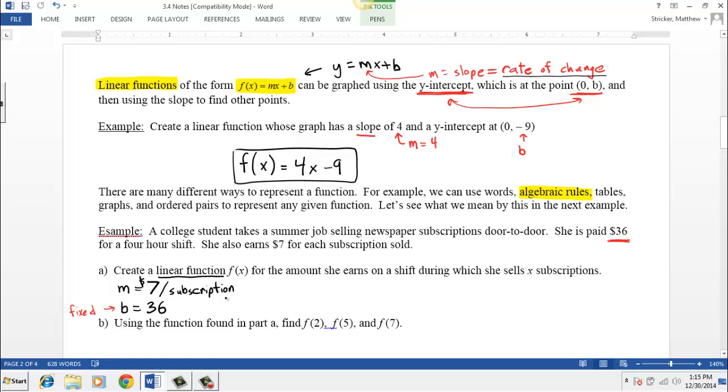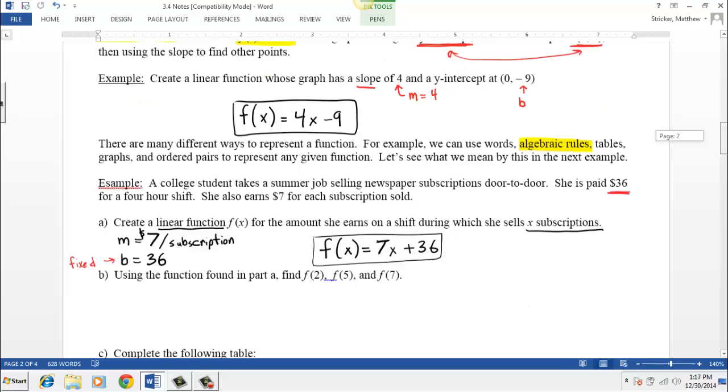That's a rate. With rates, we always think of things like miles per hour, dollars per ounce, feet per second. It's always one quantity per another quantity. In this case, it's dollars per subscription. And so my linear function would be f of x equals my changing part of what she earns. That's the $7 per subscription times x, where x is the number of subscriptions, plus $36. So it's this fixed part, but then for each additional subscription you add $7. So here's my linear function. So let's move to part B.